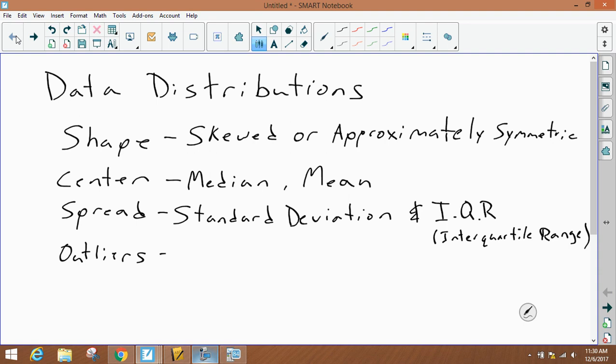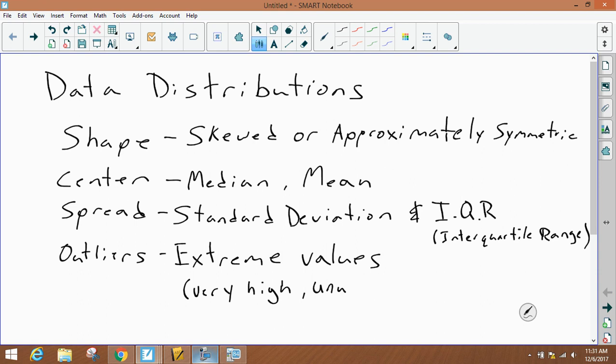Okay. We look at outliers. Outliers are unusual points, right? They're usually very, very far away in the very high values or extremely low values. There's actually a way to calculate whether they're technically an outlier or not. But we're going to call these extreme values, right? So in other words, they're going to be either very high or unusually high, right? Or we could say unusually low.